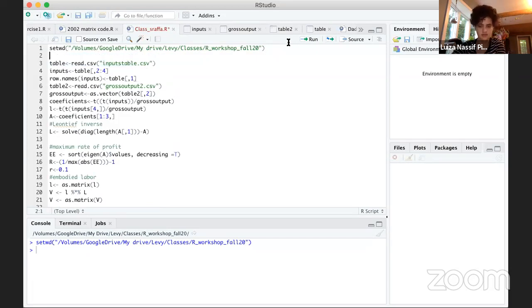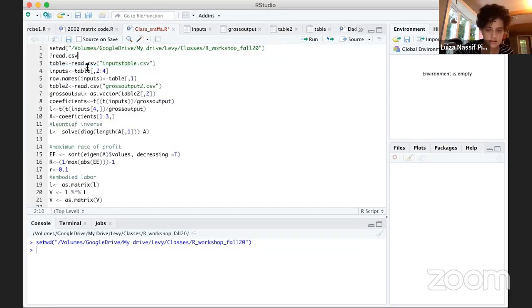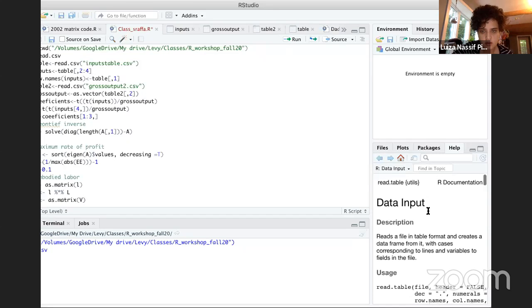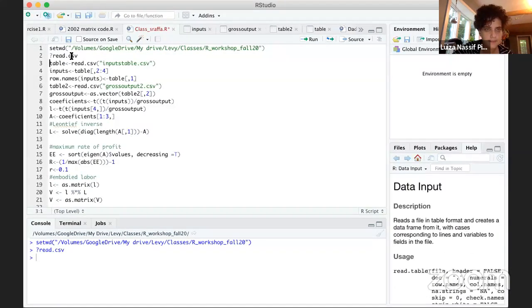So if you just reopen your, I can't remember now if that's part of a package. No, that's there. You don't need to do anything about that.